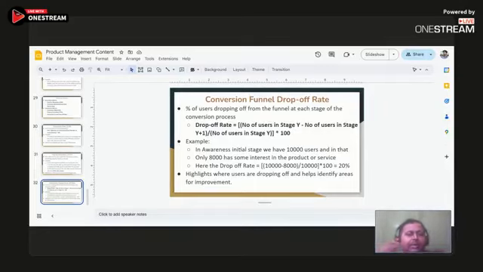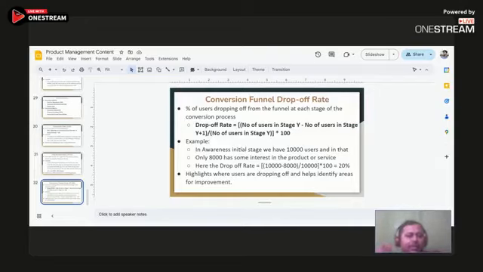Likewise, we can calculate the drop off rate between any stages, say awareness and purchase, so stage 1 and stage 6. You compare the number of users. For example, 10,000 users came in, and the number of users who purchased the product is 3,000. Then the drop off rate is 7,000 divided by 10,000, which is 70%. That's a 70% drop off rate from the start till the purchase. That is how the calculation works.